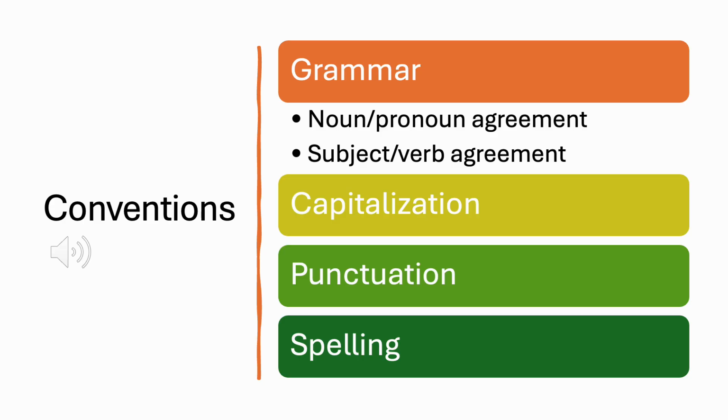Conventions refers to elements of writing such as spelling words correctly, using the proper grammar, capitalizing the first word in a sentence and proper nouns, and using appropriate punctuation like periods, question marks, exclamation points, semicolons, and commas.